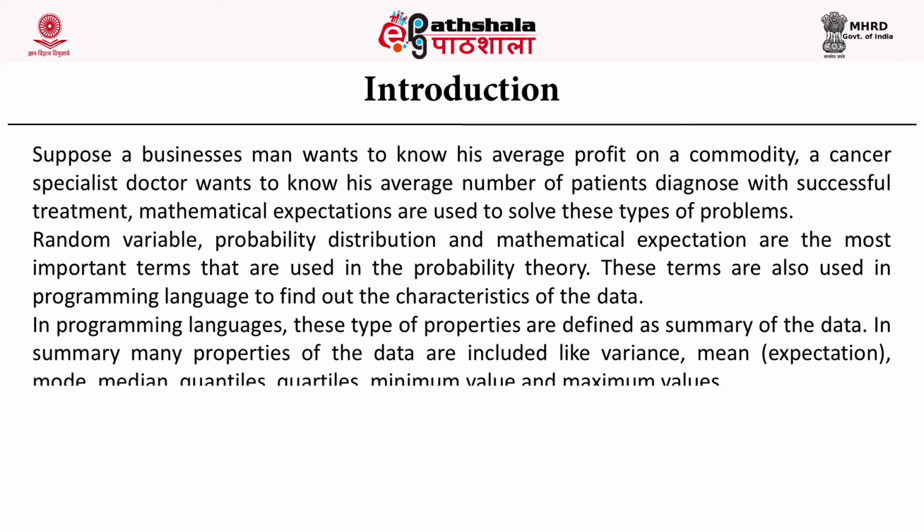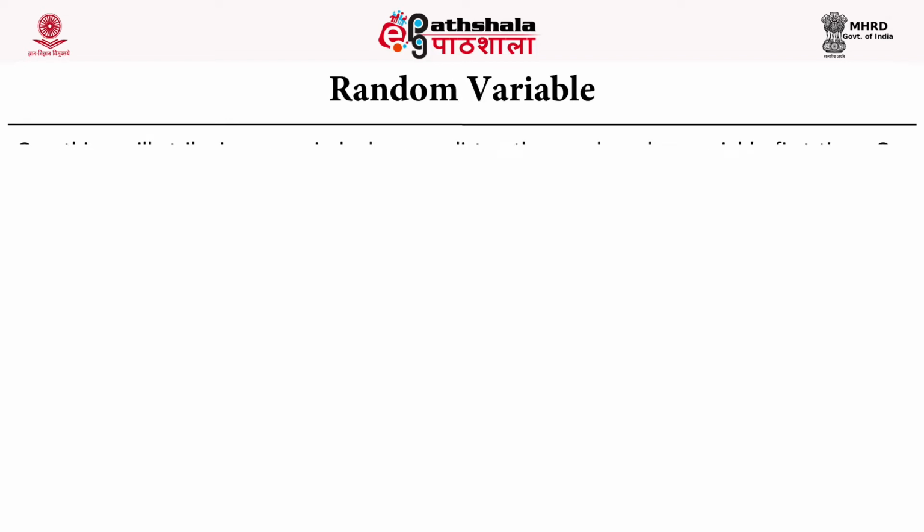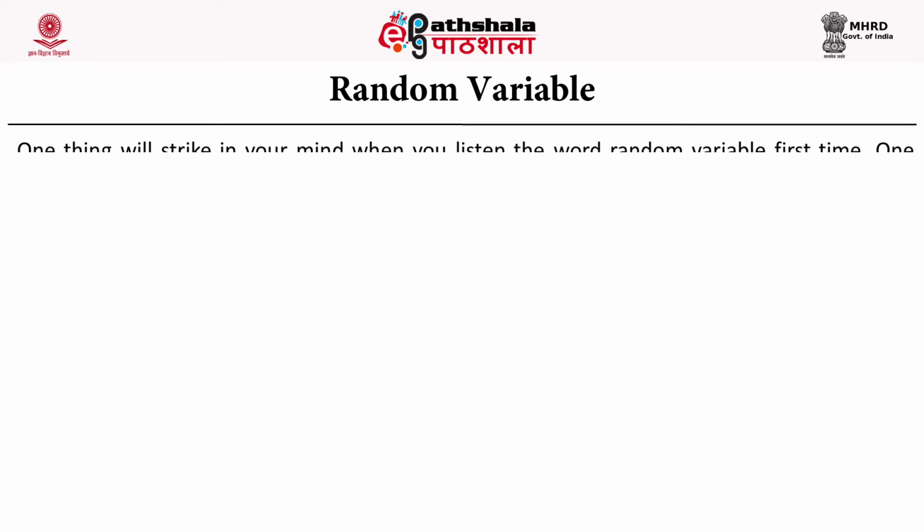These terms are also used in programming languages to find out the characteristics of the data. In programming languages, these types of properties are defined as summary of the data. In summary, many properties of the data are included like variance, mean, mode, median, quantile, quartiles, minimum value and maximum value. Now we will discuss the definition of random variable.